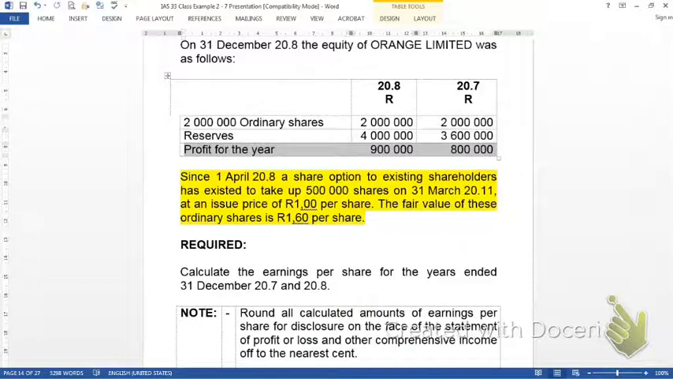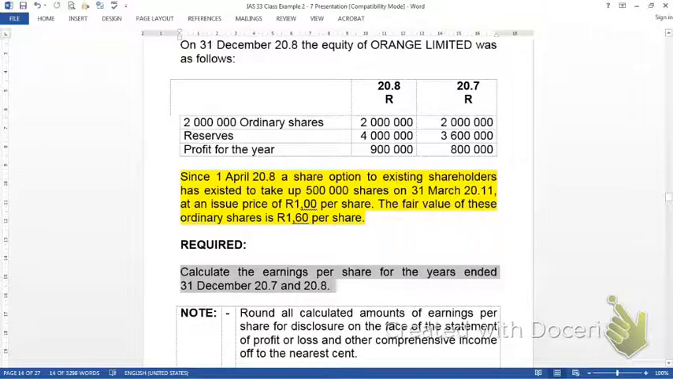As you can see there in the yellow part, since 1 April 20.8, that is the current year, a share option existed, whereby the shareholders can take up 500 shares on 31 March 2011 at a future date at an issue price of R1 per share. But the current fair value of these ordinary shares is R1.60 per share. So you can see it will be issued at a price lower than the current market value. So what we are required to do is calculate the earnings per share for the years ended 31 December 20.7 and 20.8.